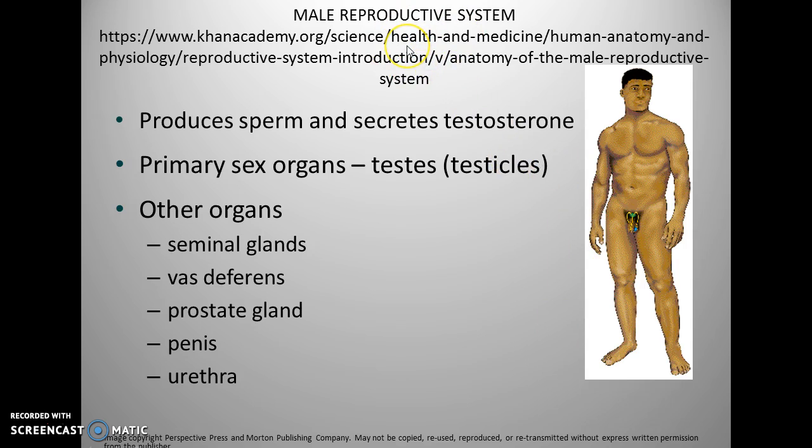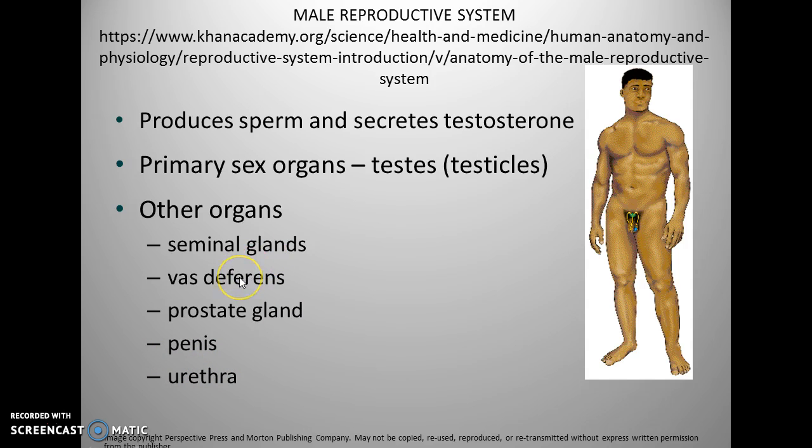Again, a very good video dealing with the male reproductive system. Here you have the production of sperm and testosterone, which allows for the male pattern that you see with the human. The primary sexual organ is the testes. It's located here, that blue area. And then you have different types of organs associated with that. You have the seminal gland, the vas deferens, which carries sperm through the prostate to the urethra. The prostate gland, which actually provides substance for the sperm. The penis, which contains the urethra.